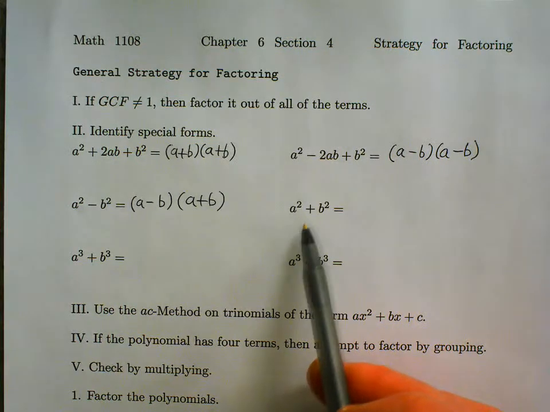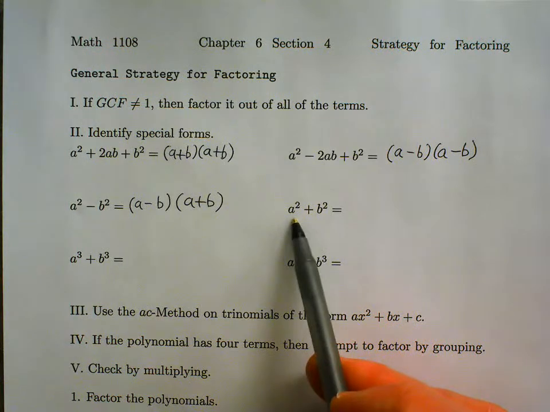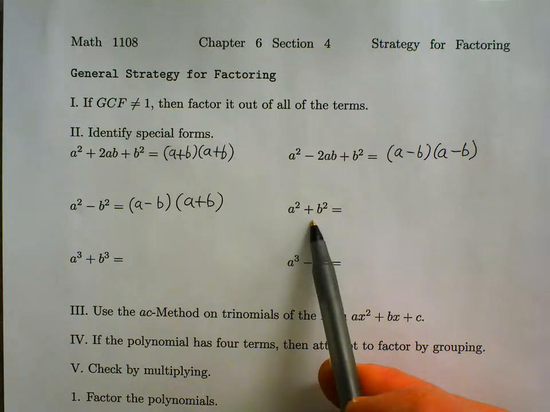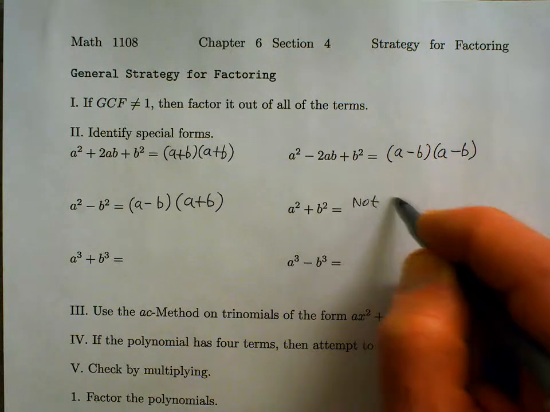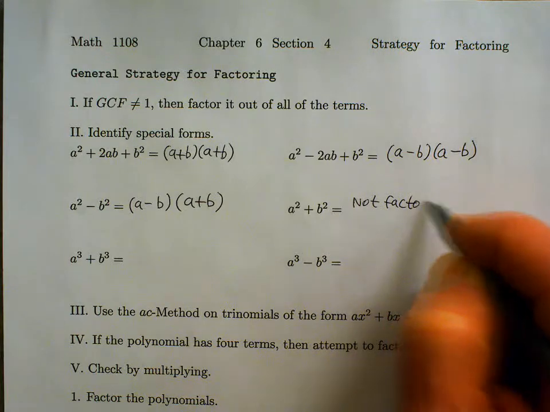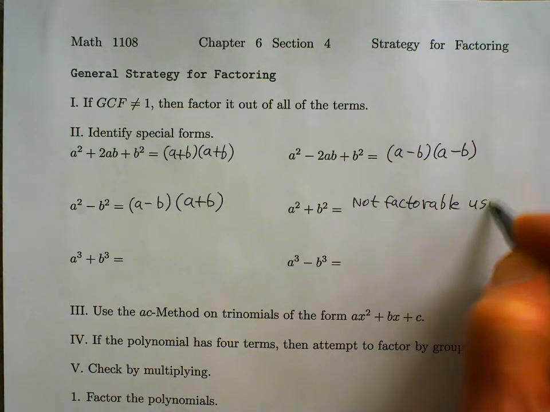A squared plus b squared. In this class, we don't learn how to factor a sum of squares. So we say not factorable using real numbers.